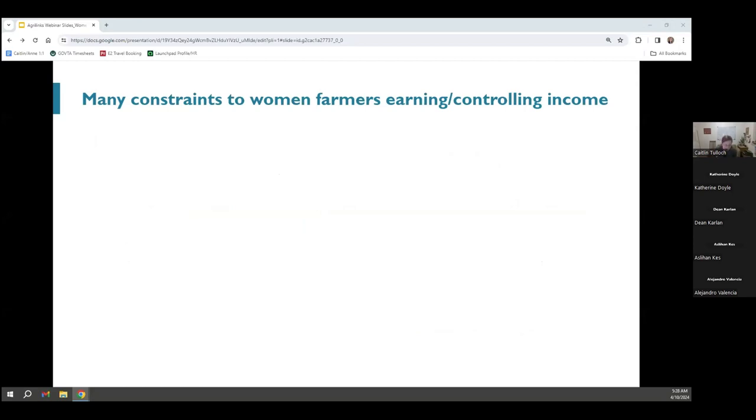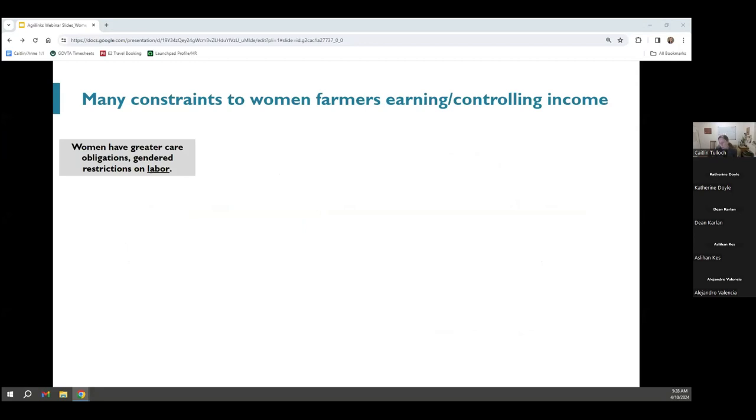And what you see when you begin reading these studies and looking in this field, I'm sure this is quite familiar to folks on this call, is the many, many constraints that women farmers face in earning and controlling income. And actually, one of the genesis for this study was the report put out by the FAO last year on the status of women in agri-food systems that did an excellent job tracing a number of these constraints.